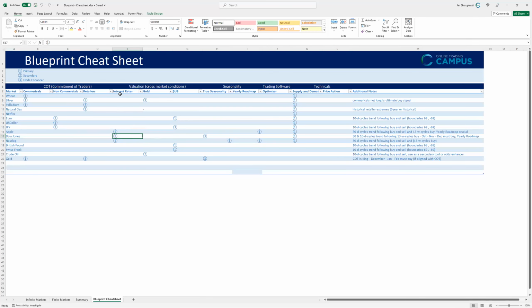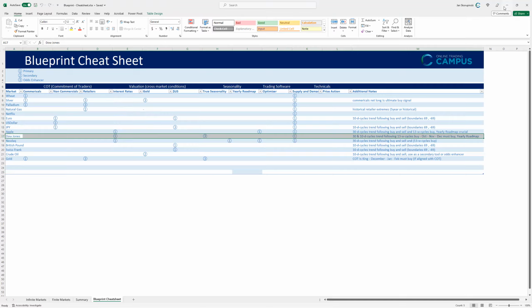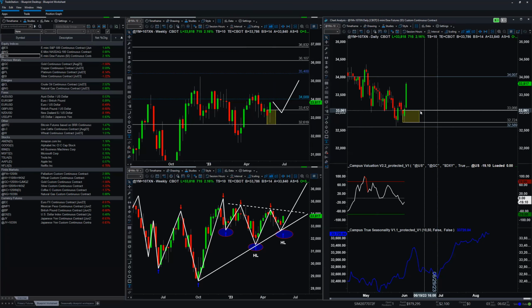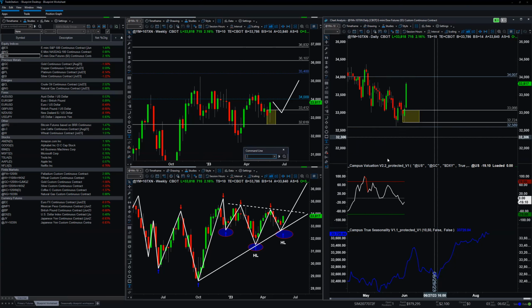We look at the valuation. Do we care about the commitment of traders report? Well, we could, right? We could, but it's an infinite market. What matters more is interest rates. And then we're going to look at true seasonality. We're going to look at supply and demand. And then that's it, right? And so this is our blueprint cheat sheet. All these steps we've done so far. Now it's just all about placing entries, placing stops, placing targets, trying to get into this trade.